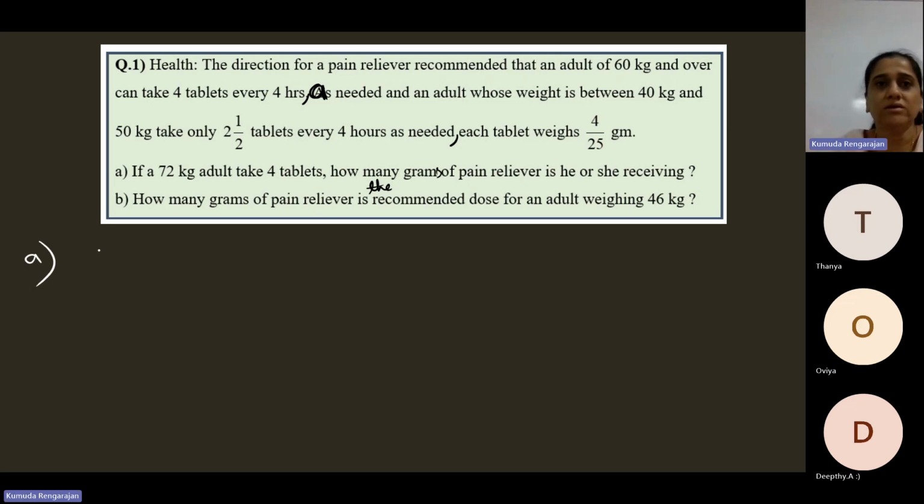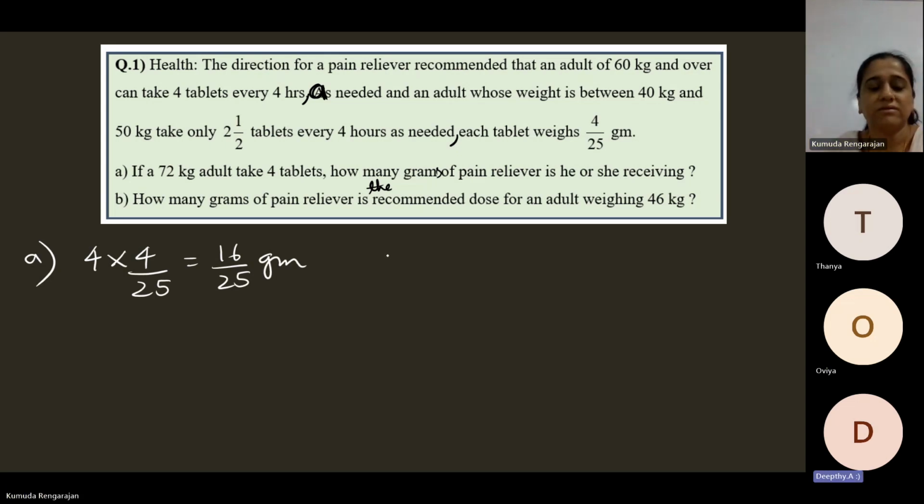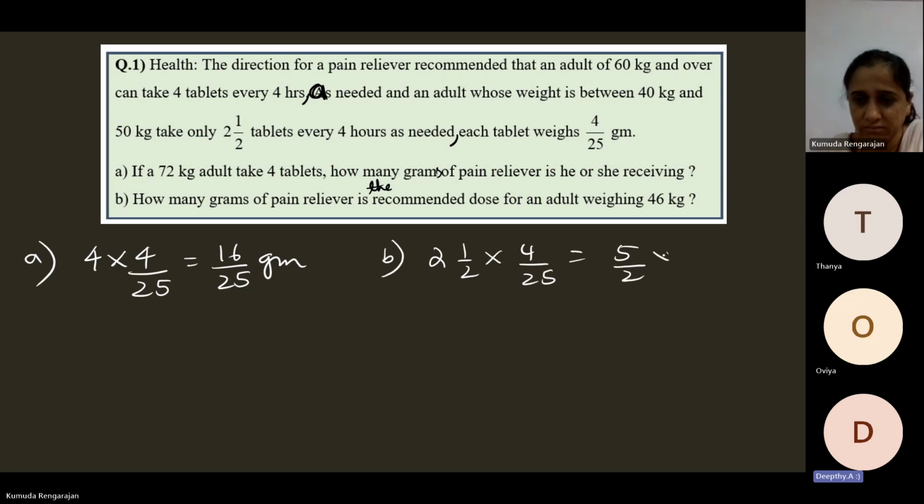So for the first one, it will be what? 4 into 4 by 25, right? Yes, ma'am. And for the next one? Ma'am, I got 4 by 10. Because the patient is weighing 46 kgs, which is between 40 kg and 50 kg, they should only take 2.5 tablets. So mixed fraction converted to improper fraction is 5 by 2. Then 5 by 2 into 4 by 25 is 4 by 10 after being simplified. Correct.